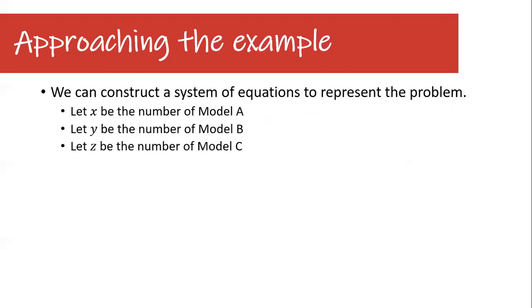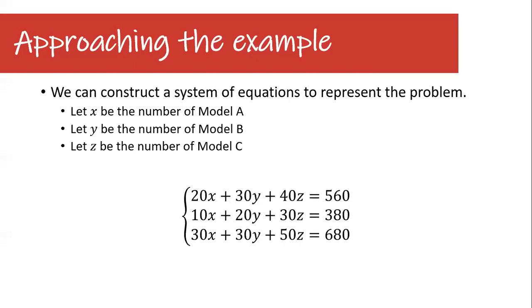So we're going to set up a system of equations. Let x be the number of Model A that we create, let y be the number of Model B that we create, and let z be the number of Model C that we create. If we write this into a system of equations, we'll get the following system. 20x plus 30y plus 40z equals 560.